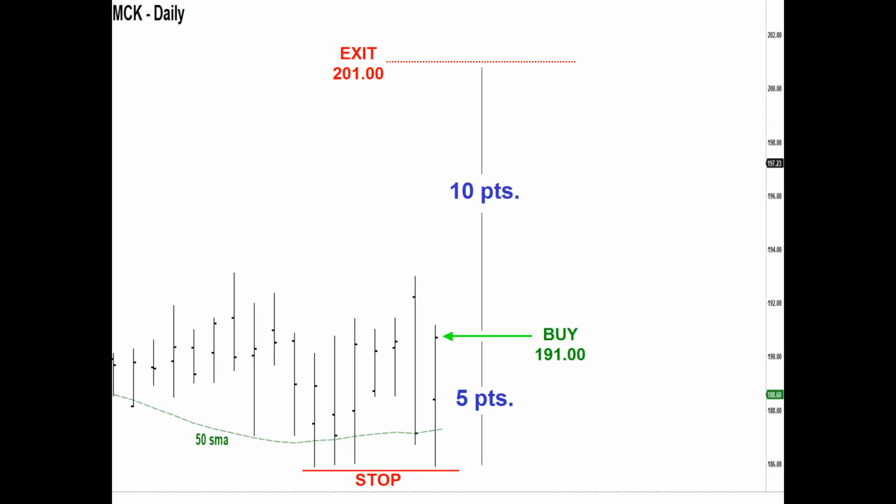Okay, so we now have all our parameters in place. We know where we're going to buy. We know where we'll exit if we're wrong. We know where we'll exit if we're right.